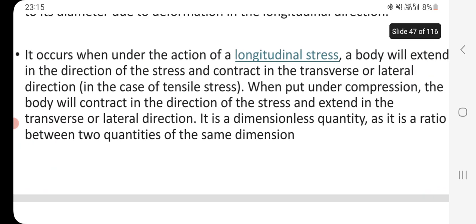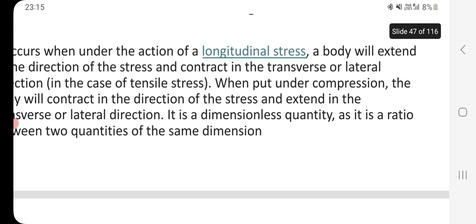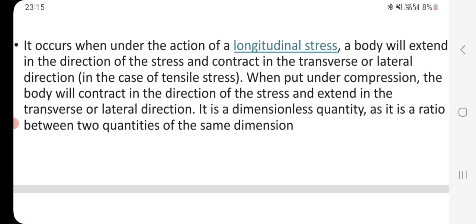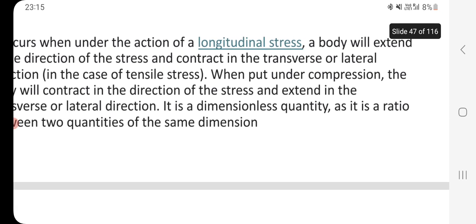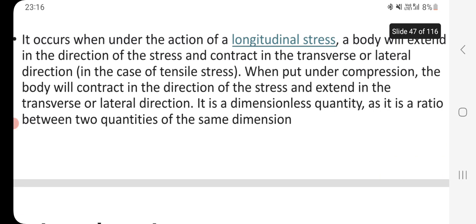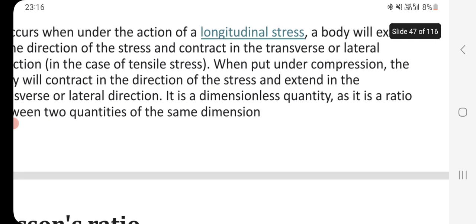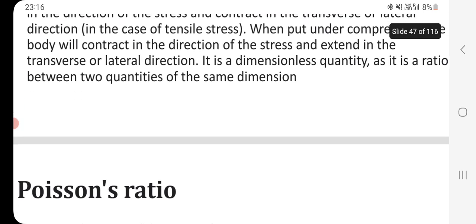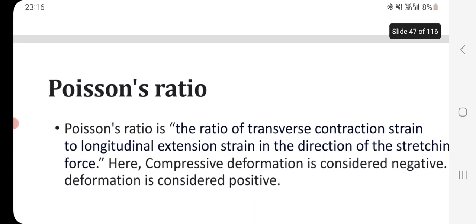In the case of compressive stress, when put under compression, the body will contract in the direction of the stress and extend in the transverse or lateral direction. It is a dimensionless quantity as it is a ratio between two quantities of the same dimensions.